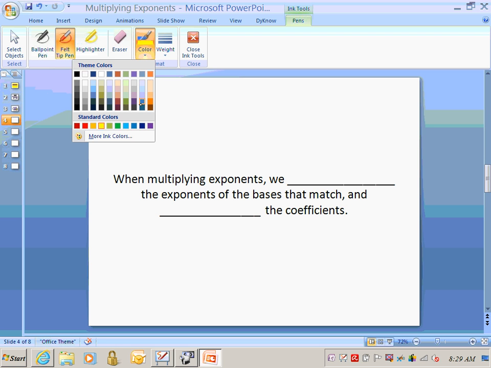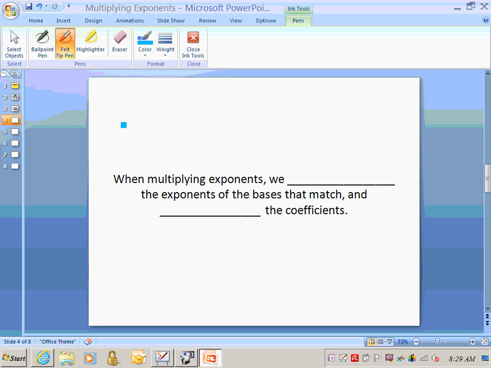Okay. When multiplying exponents, we what the exponents of the bases that match? We do what to the exponents of the bases that match? Add. Good. And coefficients are the numbers out in front. Okay? So it's the number out in front. So what will we do to the numbers out in front? Multiply them. Good.